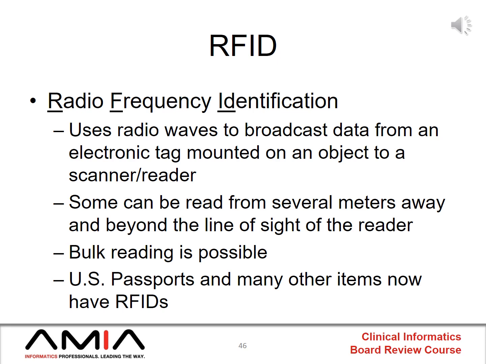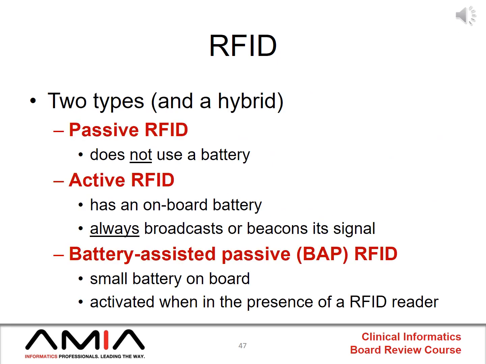Many of us also have RFID chips in our badges. Radio frequency identification tags come in three main flavors, which consist of two types and a hybrid type. The first type is a passive RFID. A passive RFID tag does not have an onboard battery, and it can only emit signal when it has been pinged directly by a scanner.